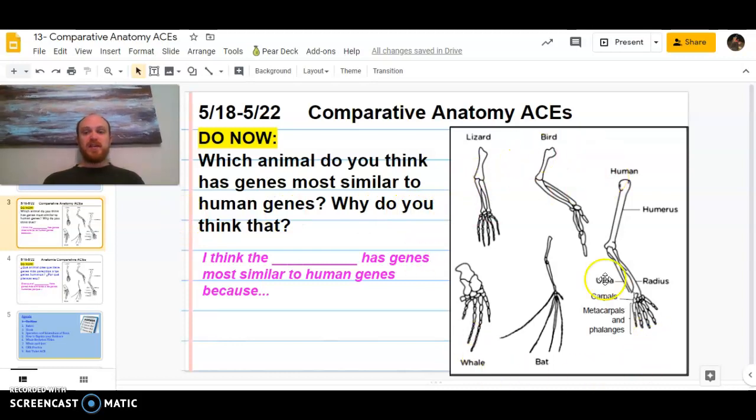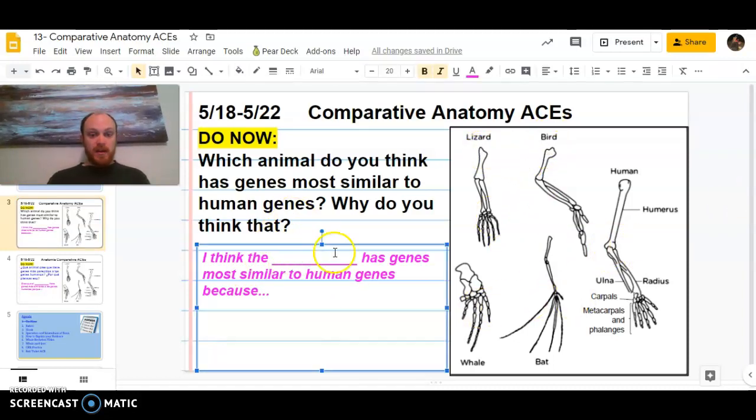You saw these pictures in the last lesson. Which animal do you think has genes most similar to human genes, and why do you think that? It's almost the same question as I asked you before. This time I want you to think about how the anatomy is similar if the genes are similar. So go ahead and pick an animal: lizard, bird, whale, or bat. Which one has genes most similar to humans and why? Finish that, pause the video, and let's keep going.